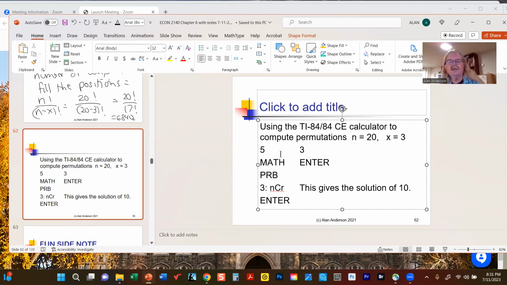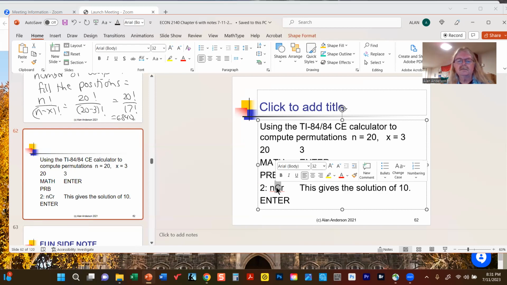So what you're going to do is go to that same menu, math. Actually, no, you'll start with 20. Then you'll have math. So you're coming back to the same menu we've had already a couple of times tonight, the probability, but now this time you pick number 2, which is nPr. And then you supply the 3. Okay, so you hit nPr, hit the 3, enter again, and it gives you the 6840. All right, so that's how we calculate permutations.